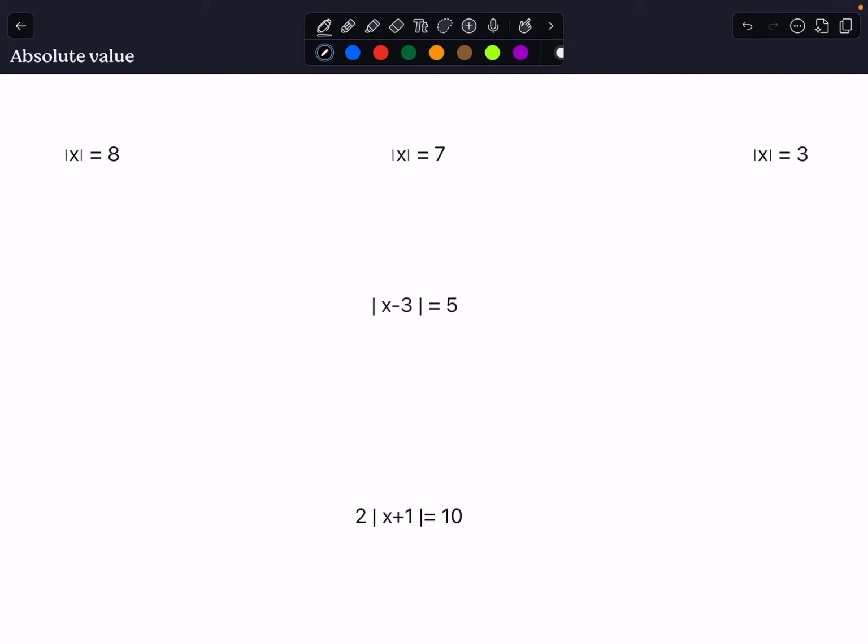Welcome back, scholars. Today, we're going to be discussing absolute value, and we're going to be tying absolute value with equations and inequalities. So what exactly is an absolute value?